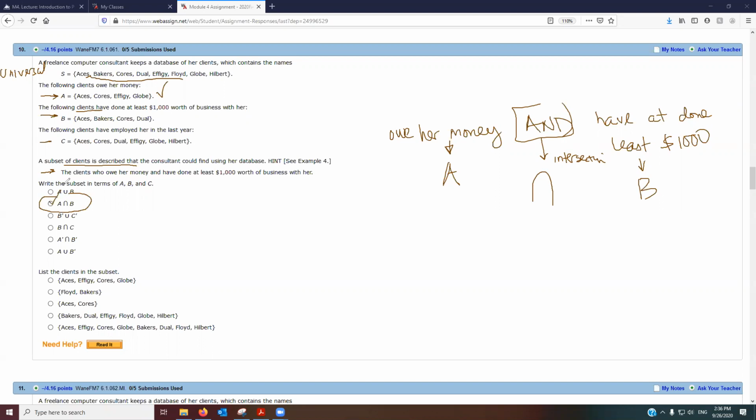Well, let's do it. If I want to find A intersection B, I'm looking for those elements, really those customers, that are in both sets. These would be the customers that owe her money and have done at least $1,000 of business with her. So let me just compare these two sets together. It looks like ACES is in both sets. Cores is in both sets. And I think that's it. So I think the answer here is ACES and cores. Those are the only two elements that are in both set A and set B at the same time. So here's the answer to this one.